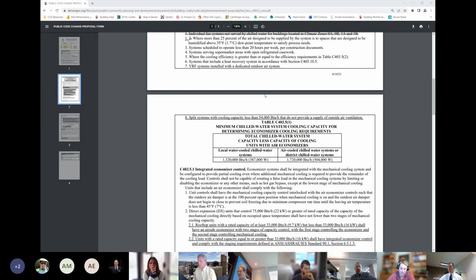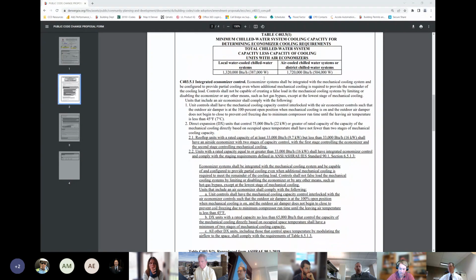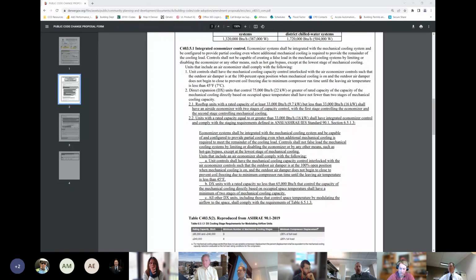And then for integrated economizer control, what I've done here: the rooftop units with capacity at least 33,000 BTUs per hour. Not sure what it says, less than, shall have an economizer with 2 stages of capacity. So the first stage controls the economizer and the second stage controls mechanical cooling. For units with integrated economizer control, there are some requirements carried over from ASHRAE 90.1 2019 in the indented text, starting with economizer systems.